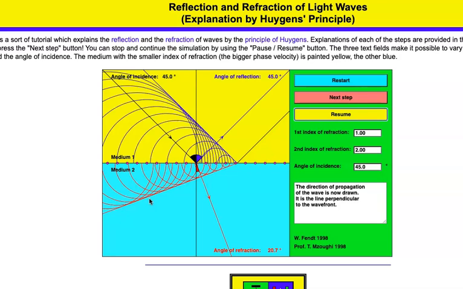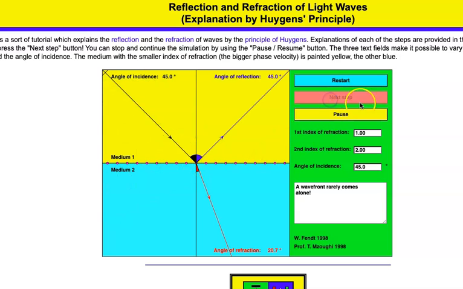Now I did say technically it would be happening over and over and over again. So this is a simplified version where we're only looking at the sources of the wavelets on the medium, the boundary. And then it goes even further if we want to watch this. It shows multiple wavefronts coming in. So these are all coming in, and they will all be reflected and refracted.